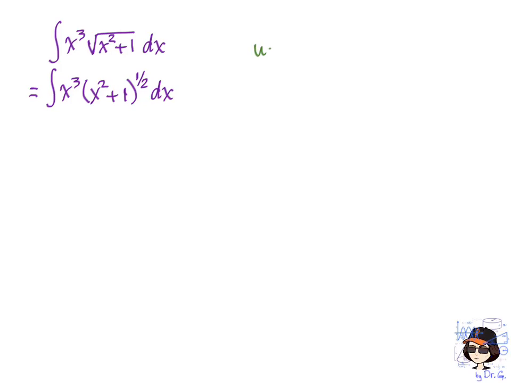Now you were right, you had the right substitution, you just didn't take it far enough. So you have u equals x squared plus 1, so du is 2x dx, and you just divide both sides by 2, don't divide by 2x, so you get 1/2 du equals x dx.